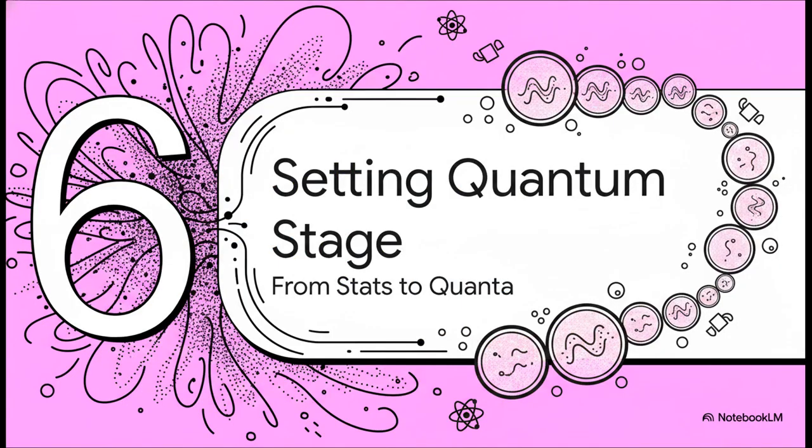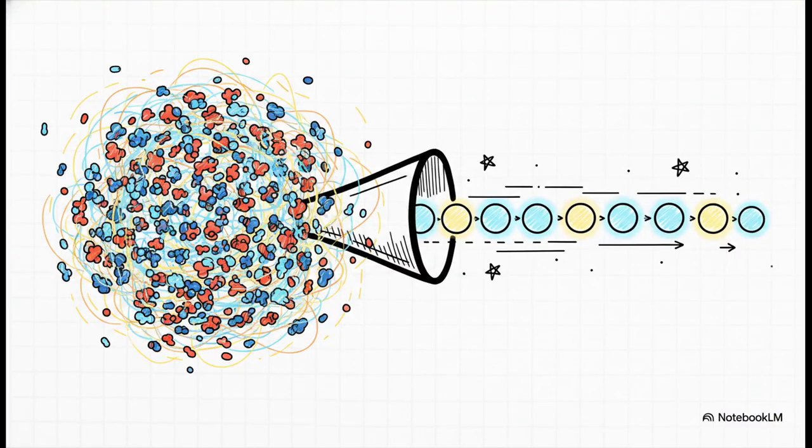Which leads us to our final stop today, Section 6, Setting the Quantum Stage. We've spent all this time understanding the chaotic, statistical nature of heat and gases. But you might be wondering, what does this have to do with quantum physics? Well, it turns out this entire framework was the absolute mandatory stepping stone.